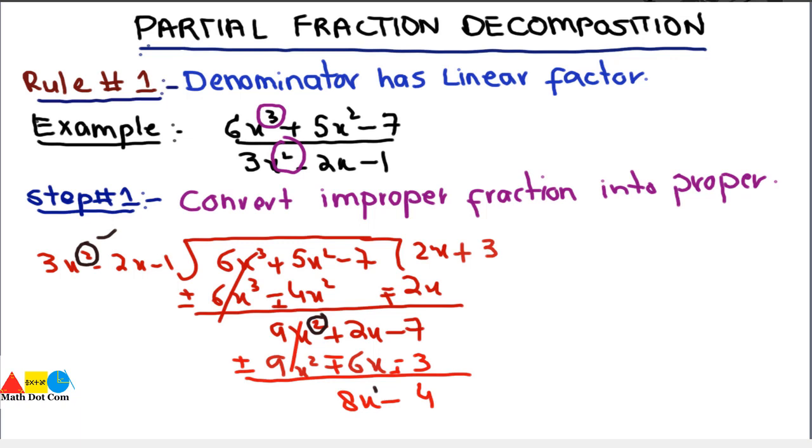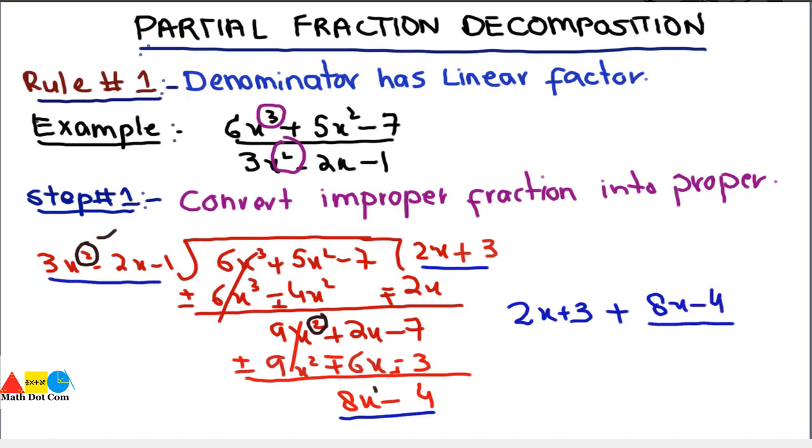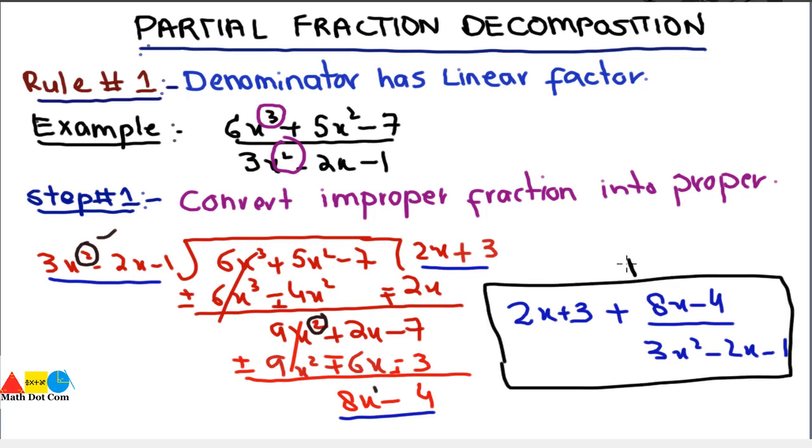Now we can write it in the form of a proper fraction. As we have already seen how you can write it after the long division, you can write it as 2x plus 3, then plus the remainder, that is 8x minus 4, divided by the divisor, that is 3x square minus 2x minus 1. Now this is the expression. Now this is the proper fraction. So this was step number 1.